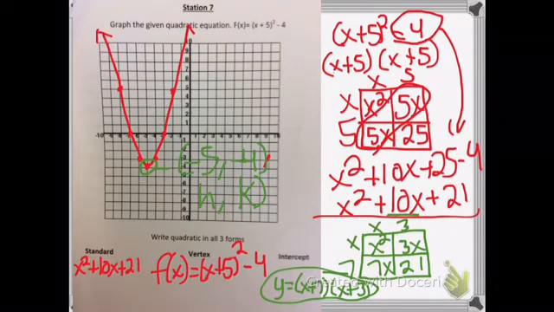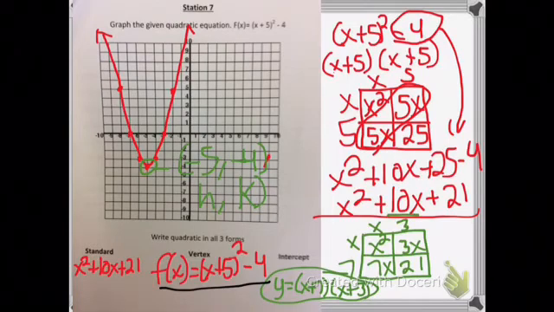Station 7. We're given the vertex form. I graphed it. There's our vertex right there, h and k. We already have our vertex form. We write it right here. Now, I graphed this one. I said I have (x plus 5) squared minus 4.